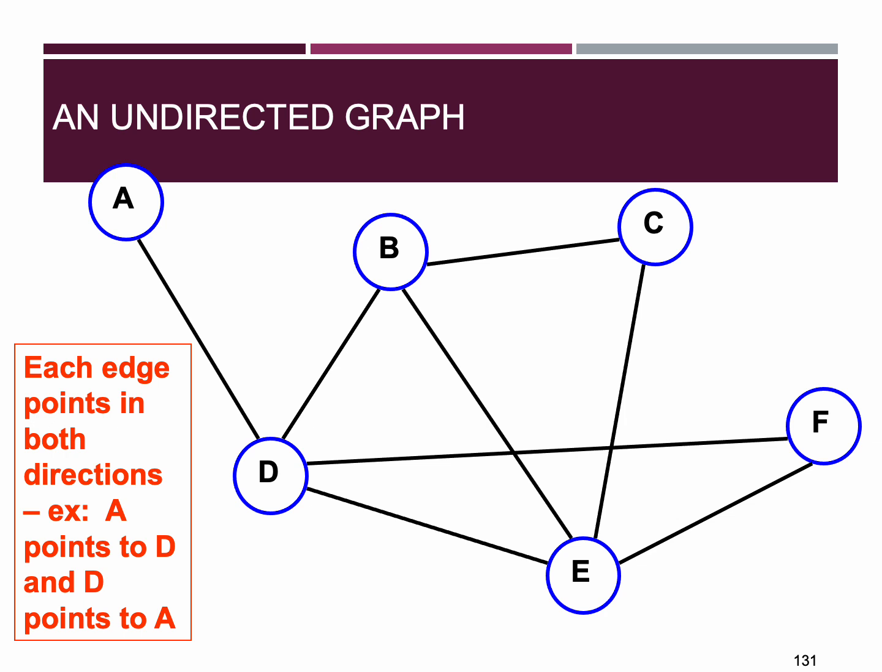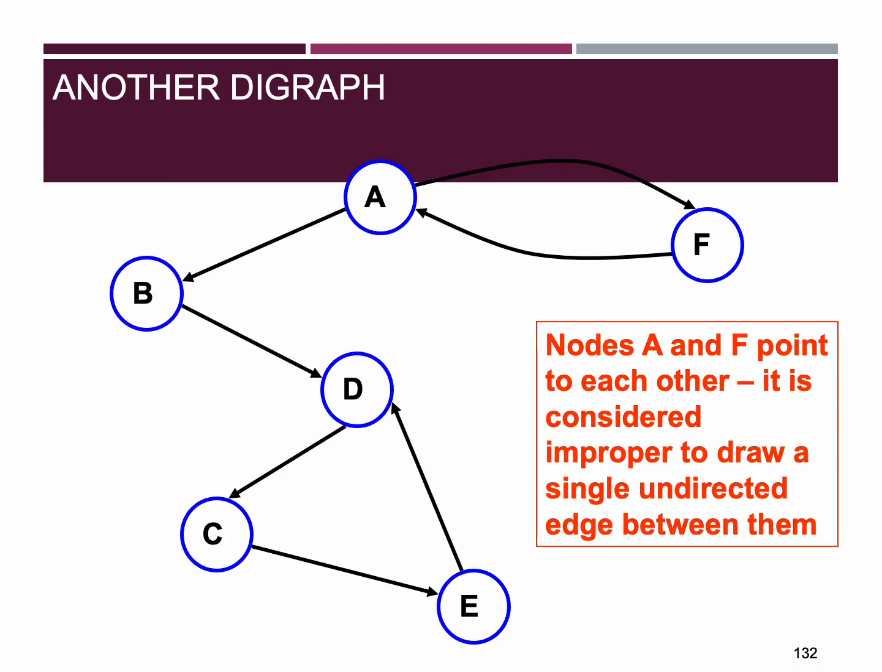Now this one is an undirected graph. There is no direction here. Each edge points in both directions. So A points to D and D points to A. There is no direction given, so this is an undirected graph. Now this is another directed graph. Here nodes A and F point to each other. It is considered improper to draw a single undirected edge between them.